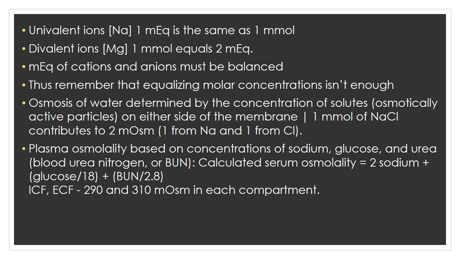This brings us to the plasma osmolarity, which is based on the concentration of sodium, glucose and urea by a simple formula which one can use. One should remember that the osmolarity of the compartments ICF and ECF are somewhere between 290 to 310. And this can change when there is hyperglycemia, hyper or hyponatremia, and even when there is a change in the urea levels.